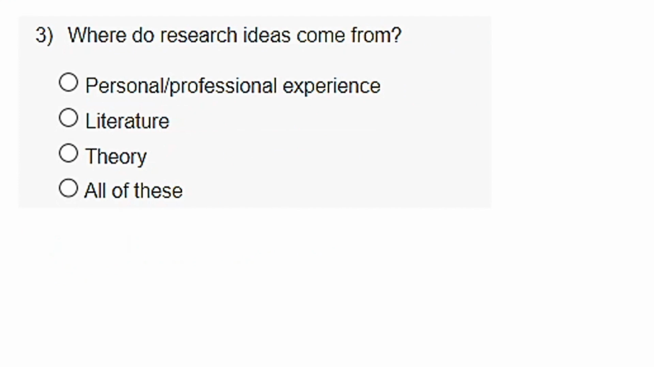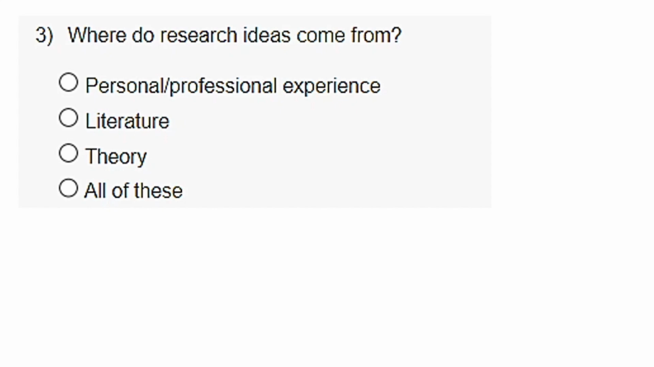So where do research ideas come from? Anybody? All of these. Yeah. This is also quite basic. Some people experience certain things in their life and try to solve a problem. They feel that there is a gap in some kind of knowledge, a gap that can be solved, and that's how research ideas come out of professional or personal experience.